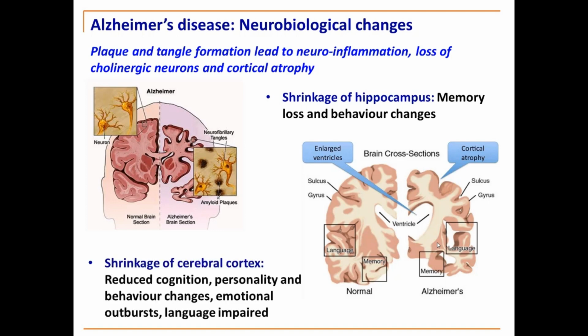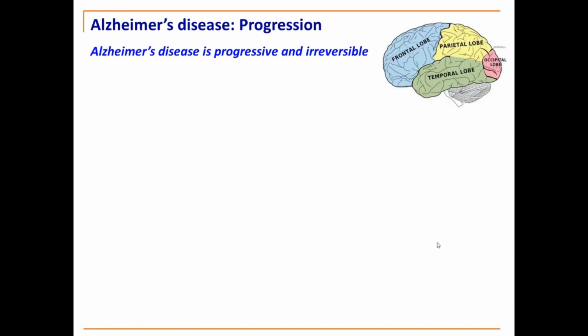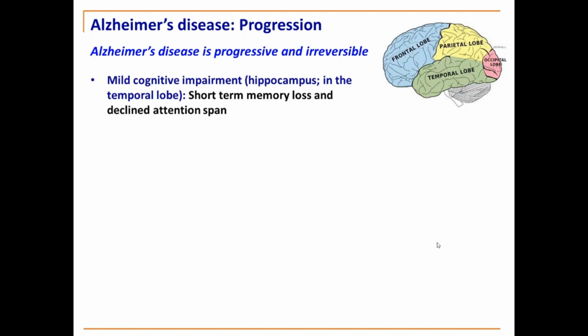And as we get shrinkage of the cerebral cortex, we're obviously getting reduced cognition, personality and behavior changes, emotional outbursts, and language impairment, as we've already talked about. So Alzheimer's disease itself is irreversible and progressive, and it's put into a variety of stages. So you have mild cognitive impairment, where we're mainly affecting the hippocampus in the temporal lobe, and you're getting short-term memory loss and declined attention span. And families will often just put this down to natural aging.